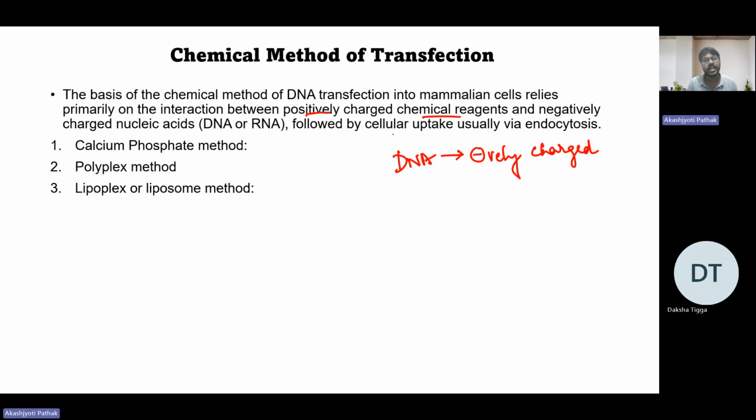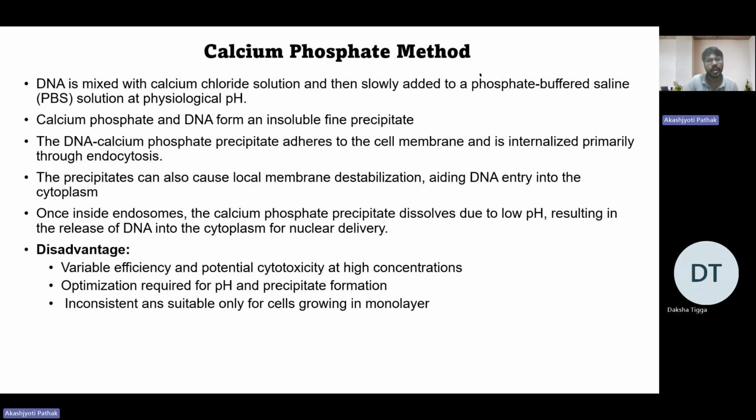So what are the different chemical reagents used? One is the calcium phosphate method. Second is the polyplex method, and third is the lipoplex method. So what is calcium phosphate? The calcium is positively charged. In this method, the DNA is mixed with calcium chloride solution and then slowly added to the phosphate buffered saline solution at physiological pH.